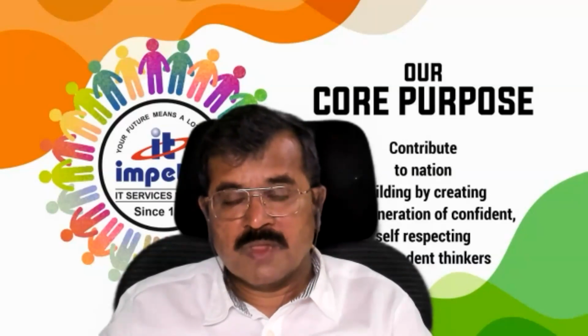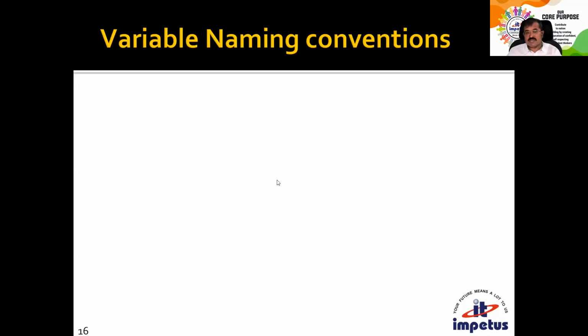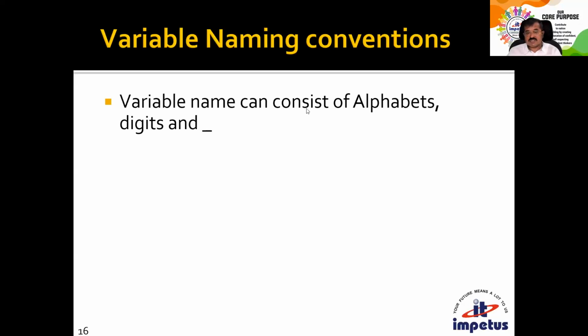All these things we saw. There are some conventions that we have to keep in mind. So these are variable naming conventions. Variable names can consist of alphabets, digits, and underscore. So inside a variable, you can have alphabets, digits, and underscore. So you can create any such variables.